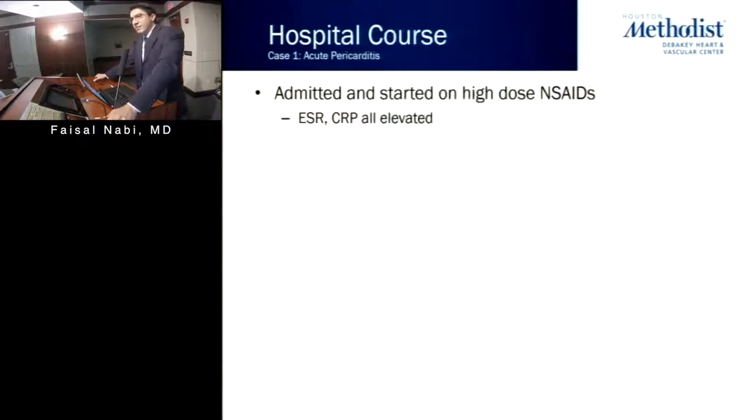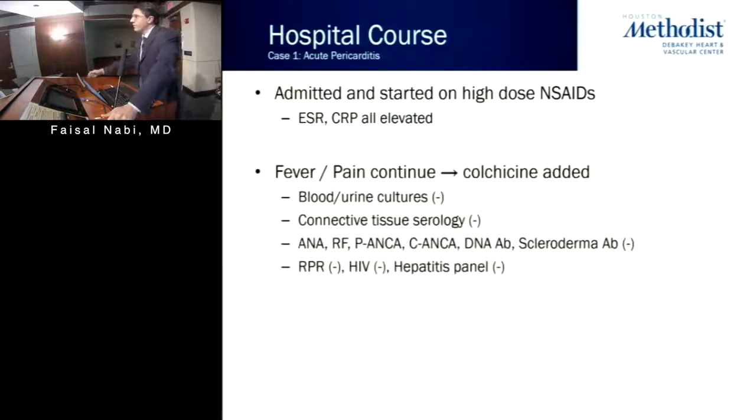This patient, because of the severity of symptoms, was admitted to the hospital and started on high-dose NSAIDs. By this time, other lab work was starting to come in. His ESR and CRP were elevated, as would probably be expected. However, during the course of his hospitalization, unfortunately, his fevers and pains continued. At this time, further workup was undertaken. Colchicine was added.